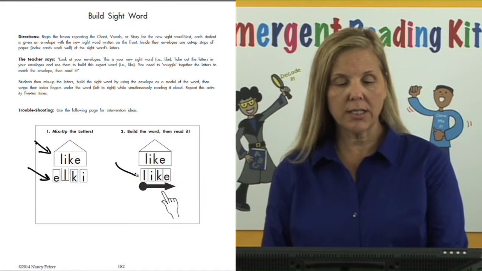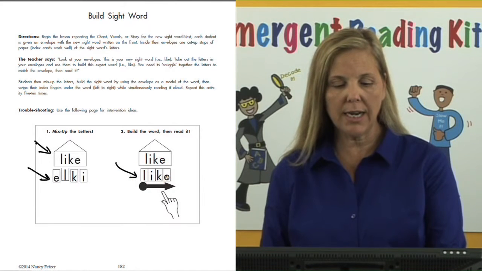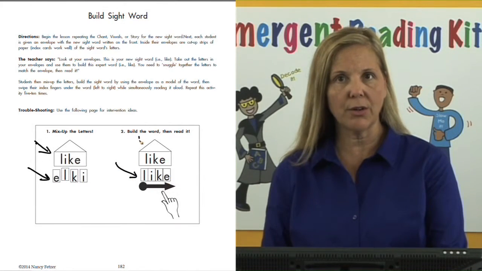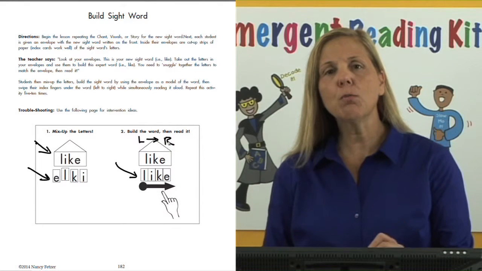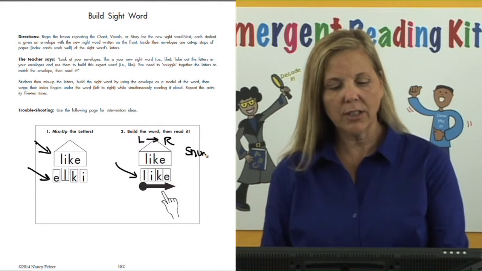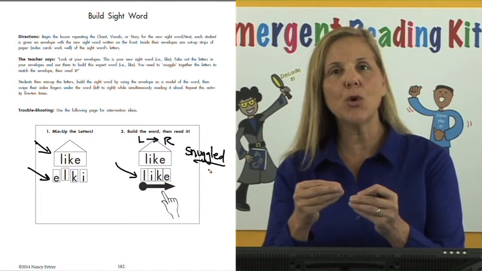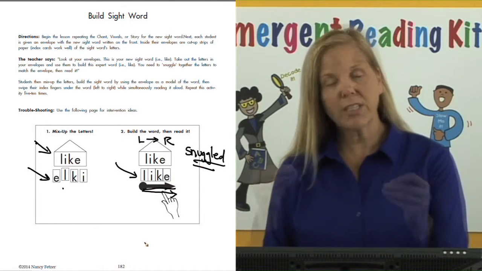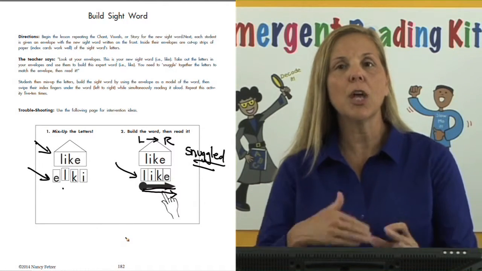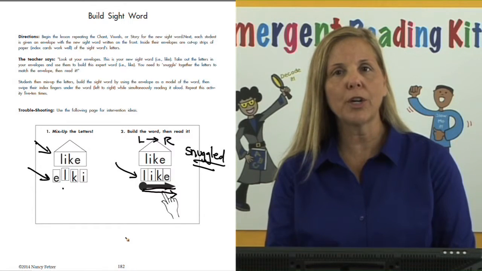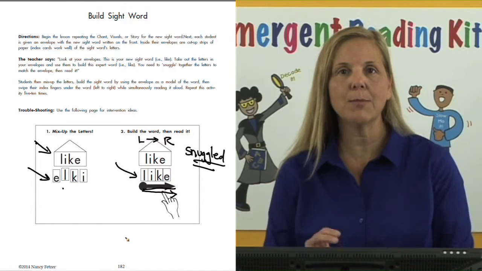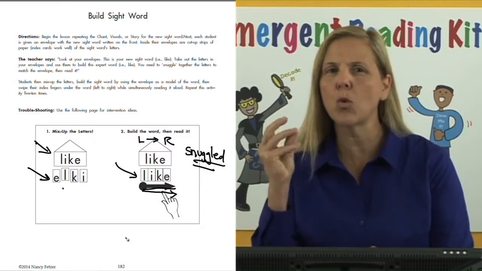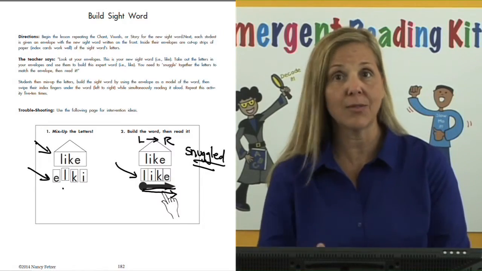Next, the student has taken the letters, building in the order that they read the word in serial order from left to right. It's also important that you say to the students that their letters need to be snuggled together. They can't be far away. Once they read the word, you have the student mix the letters up and build the word again. They do this many times until they can build that word very quickly, as fast as a snap.